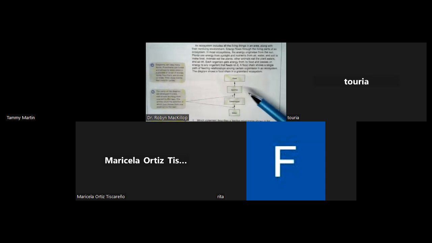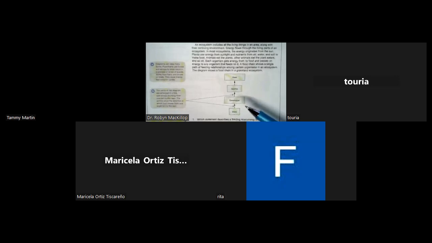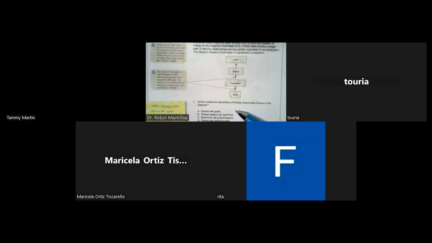All right. This is kind of hard to see. Hawk, sparrow, grasshopper, grass, ecosystems. Which statement best describes a feeding relationship shown in the diagram? And this is always interesting because they start at the bottom and they're going up with the arrows. But really what they're saying is the grasshoppers eat the grass, the sparrows eat the grasshoppers, the hawk eats the sparrows. So even though the arrows are pointing up, technically this is the top tier animal and it could eat any of the below.